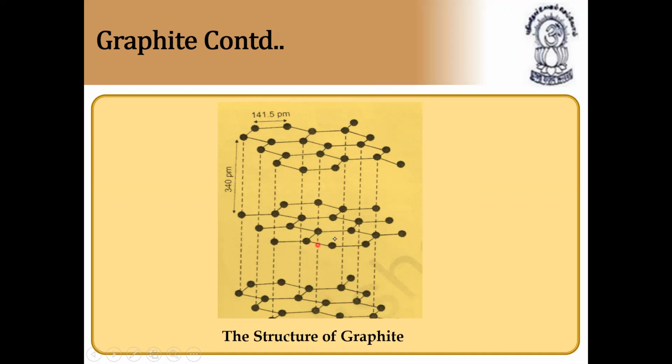So in graphite, carbon undergoes what type of hybridization? sp2 hybridized. C-C bond length is 141.5 picometers. The average C-C bond order in graphite is 1.33.